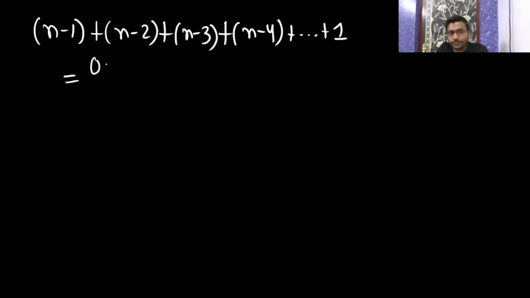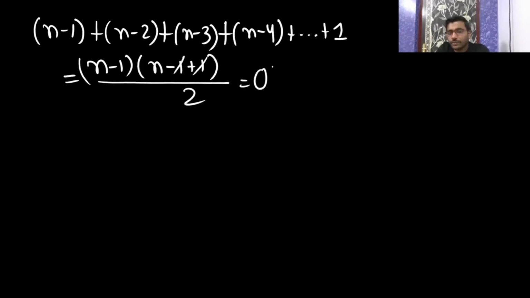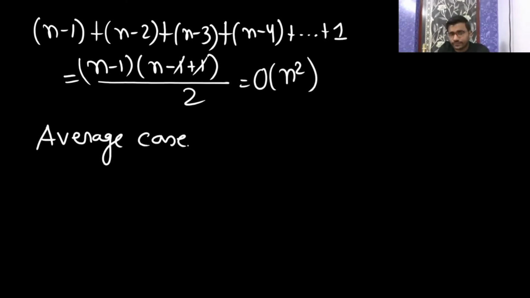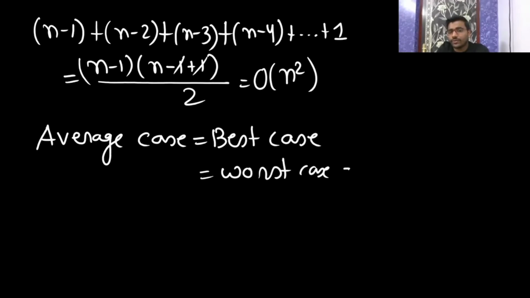So it is the sum of n minus 1 natural numbers. So that formula is n into n plus 1, n minus 1 plus 1 is going to be n only, by 2. So you are going to get big O of n square. So if we use this bubble sort, always the average case, best case, and worst case is always going to be big O of n square, that is the way.